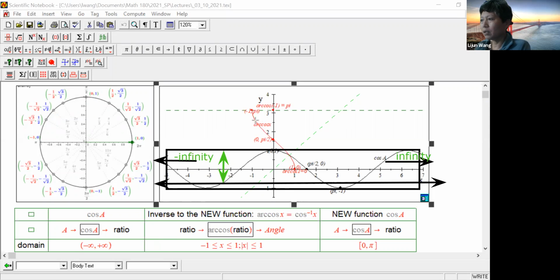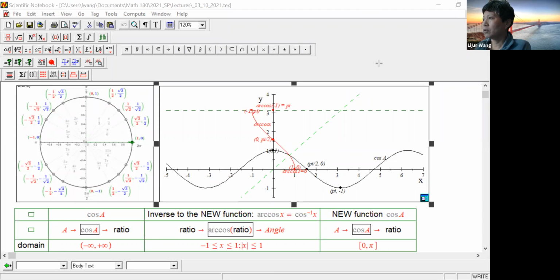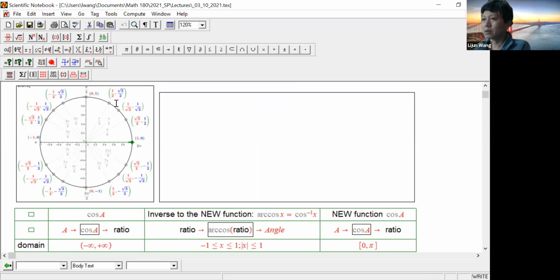So let's look at the arc cosine. Are you ready? Arc cosine. Okay, I'm going to scoot over just a little bit.